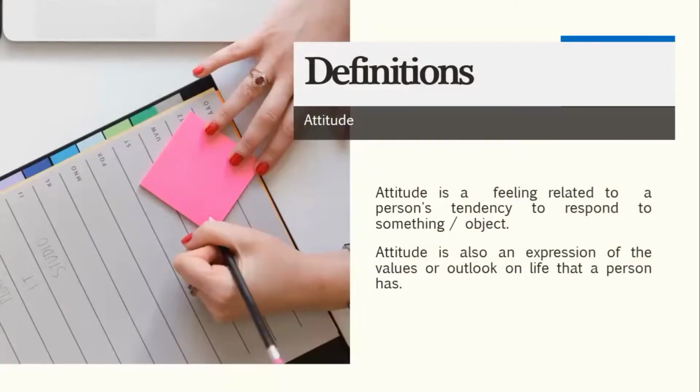The first is we talk about the definition of attitude. Attitude is a feeling related to a person's tendency to respond to something or object. Attitude is also an expression of the values or outlook on life that a person has. Next.